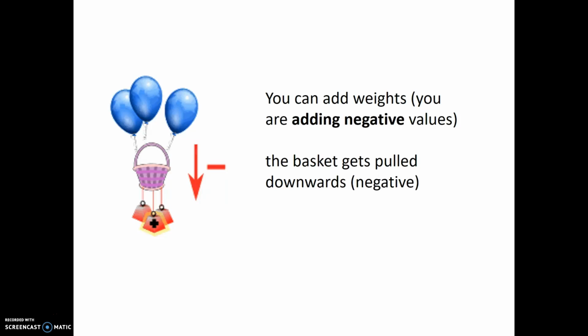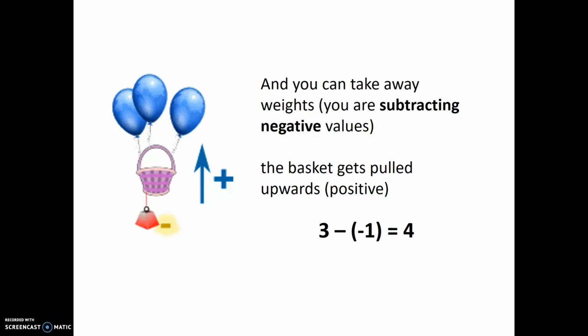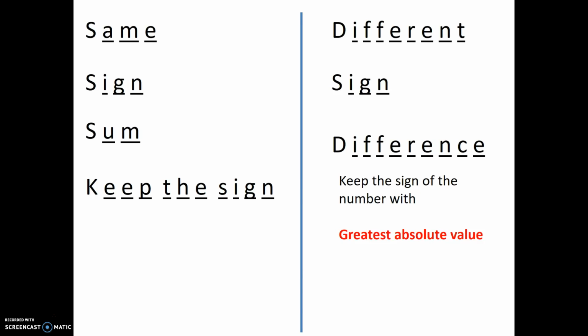If we add weights, so now we're adding negative value, the basket gets pulled downward. And if we take away weights, if we subtract negative value, the basket gets pulled upward. So 3 minus negative 1 is actually 4. So let's see how this works.